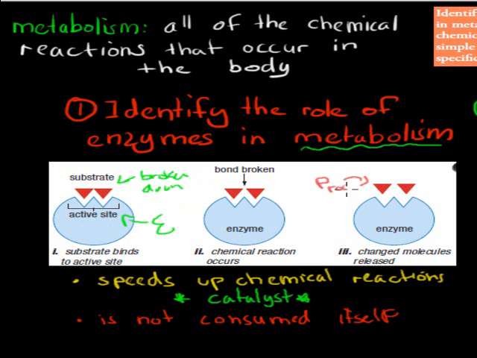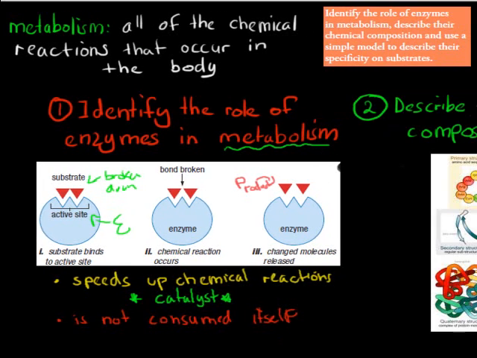So enzyme speeds up chemical reactions, and remember that was a catalyst. And it's not consumed itself. So we can use enzymes over and over again. So they break down these chemical substances into new substances, and they can do this over and over again. So that was the role of enzymes.